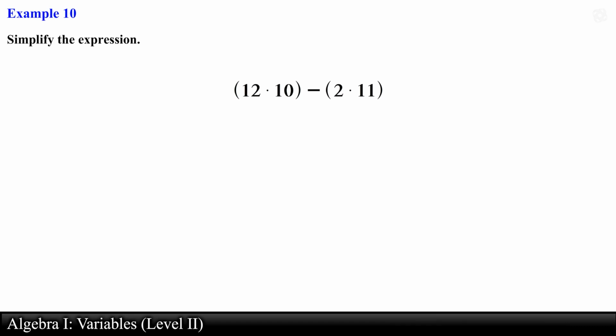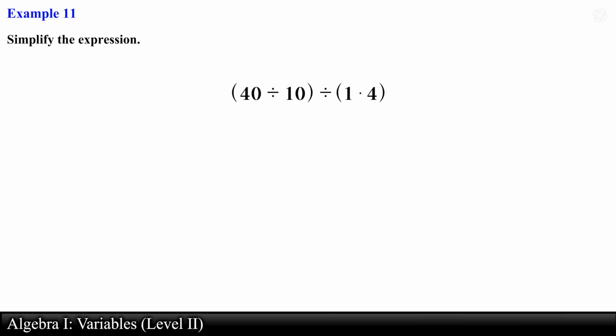So here we have an expression with two parentheses. The left-hand side reduces to 120, and the right-hand side reduces to 22. And now we subtract these two quantities. And now we have 120 minus 22, which simplifies to 98. Let's try the next one.